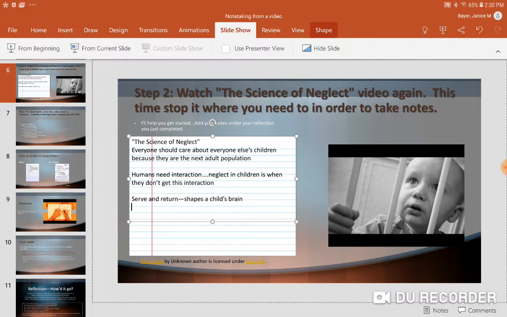And then I think underneath that, what's important is that there's two steps, right? There's serve, and that's where the child does something, right? Whether they coo or they point at something or they talk or they do something, right? And then that return piece is where the adult recognizes what the child does, right? And responds.